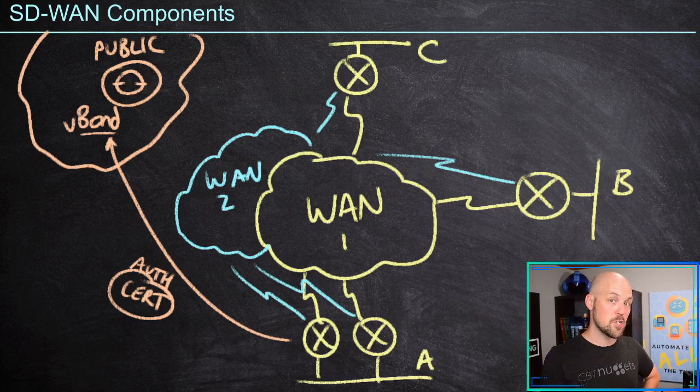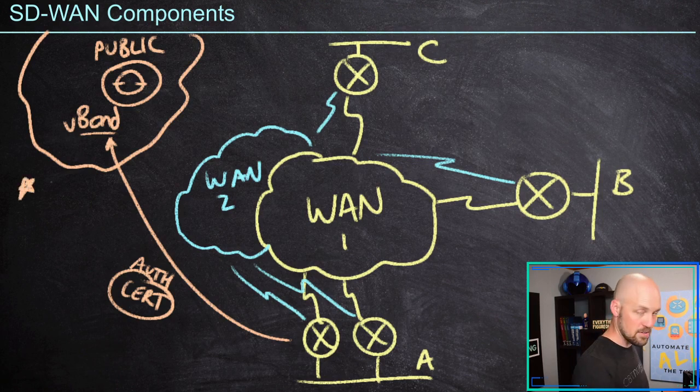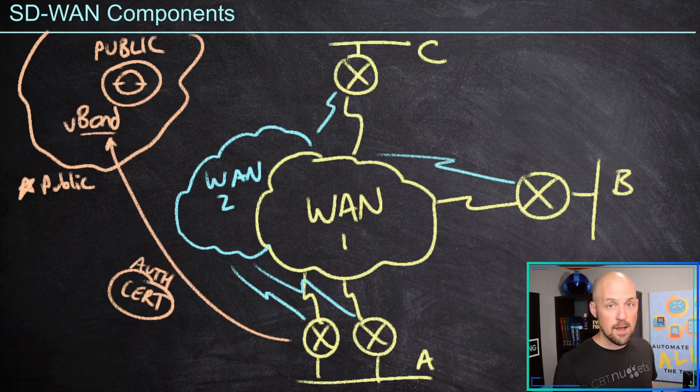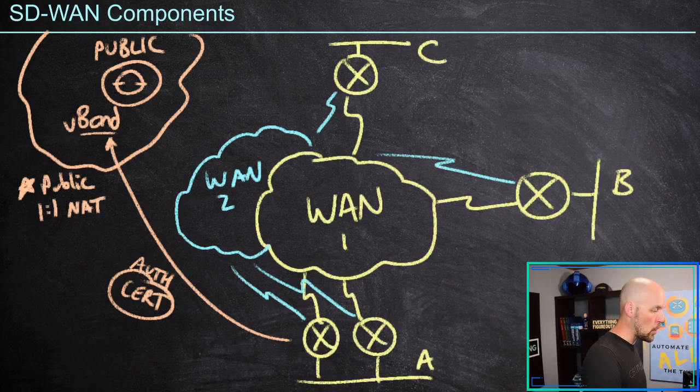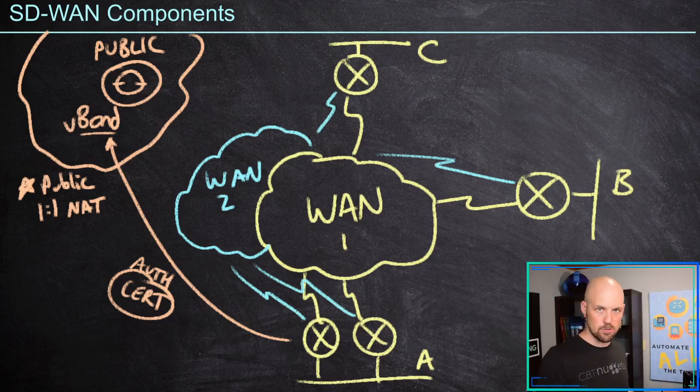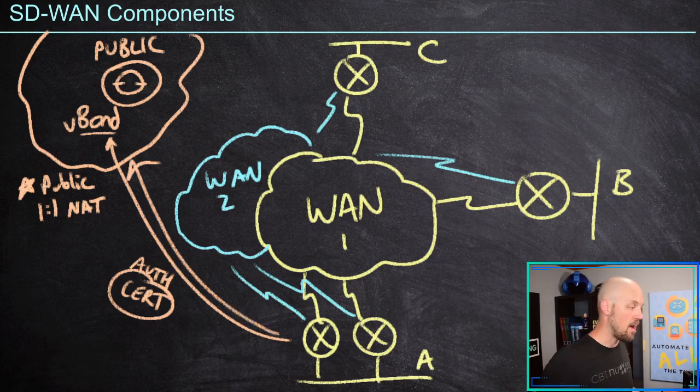Key piece of information with the vBond is it absolutely must either have a public IP address, or if it has a private IP address, it needs to be behind one-to-one NAT. So no PAT, no traditional NAT, anything like that. We have to have one-to-one operation. Part of that is because this is how we find the vBond: we have access to the internet in theory, and we can reach out and communicate with the vBond.